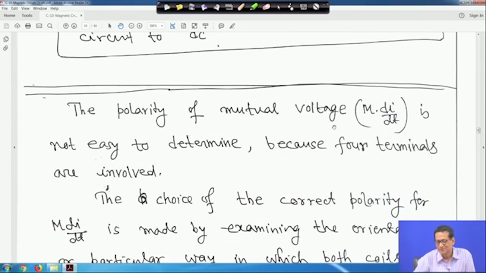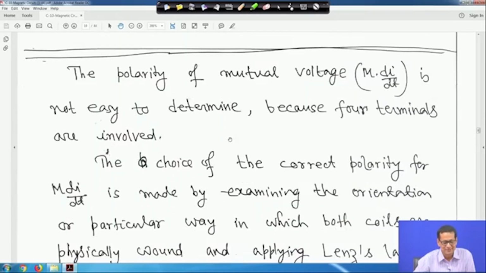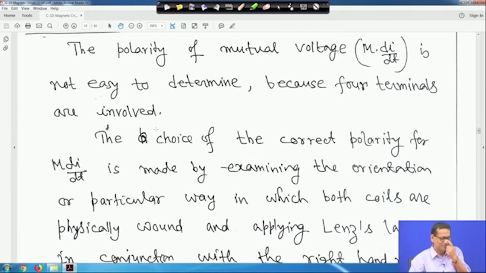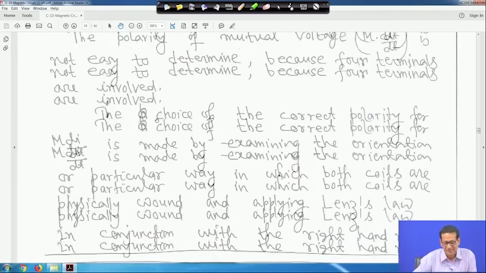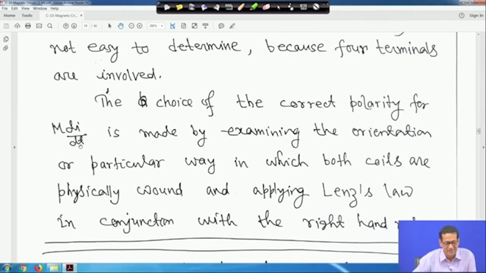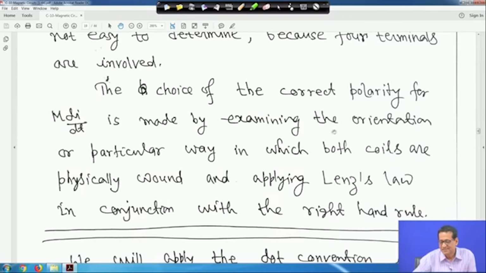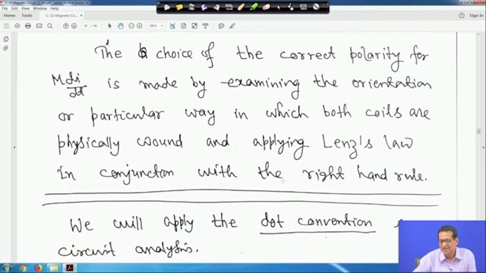Now, the polarity of mutual voltage is the only thing we have to see, whether it will be plus or minus M di by dt. It is not easy to determine, because 4 terminals are involved: in the coil 1 side plus minus voltage terminals, and in the coil 2 side also plus minus. So 4 terminals are involved. The choice of the correct polarity for M di by dt is made by examining the orientation or particular way in which both coils are physically wound, and applying Lenz's law in conjunction with the right hand rule.